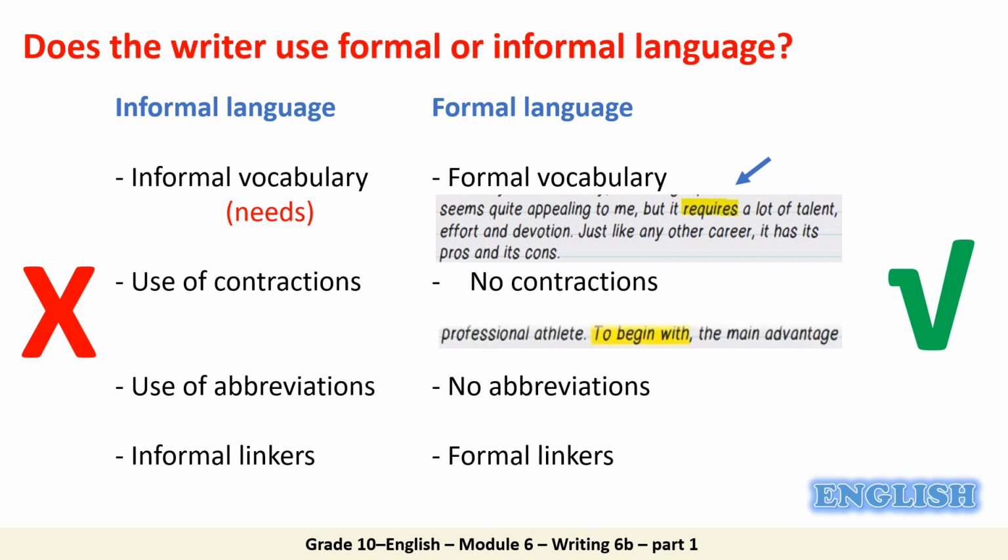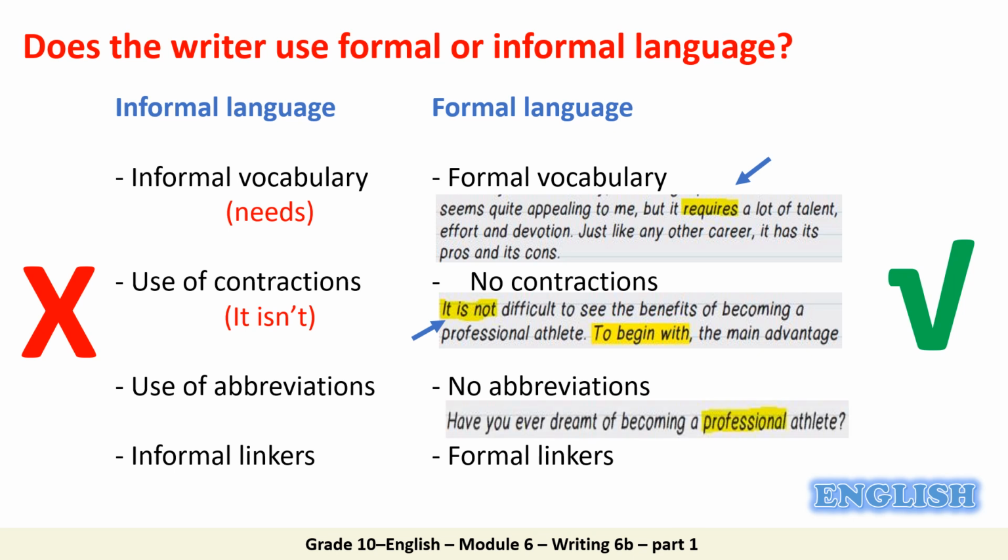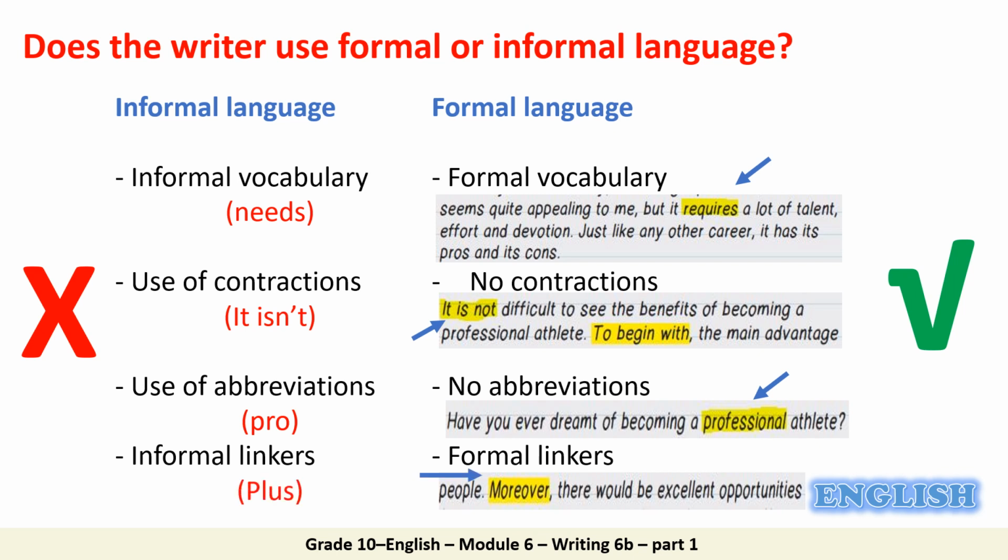Okay, what about the example of contractions? For example, we have it is not, and the writer did not use it isn't. What about the abbreviations? So no abbreviations in the formal language. The writer used professional, a full form of the word. He didn't say a pro. And what about the formal linkers? Moreover, this is a formal linker. If it was an informal essay, he would have used plus.